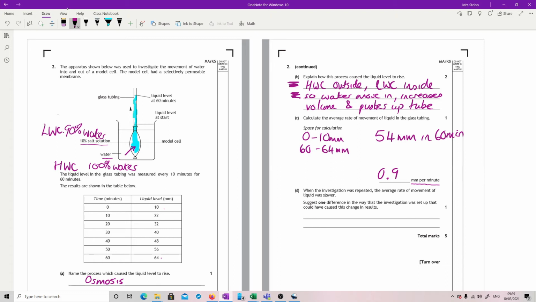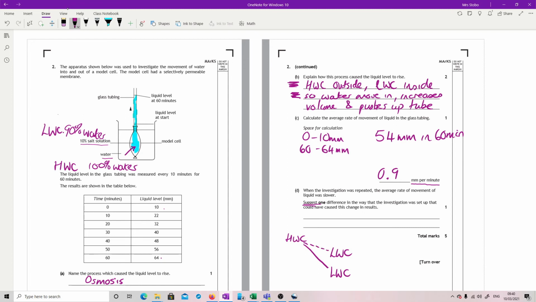When the investigation was repeated, the average rate of movement of liquid was slower. Suggest one difference in the way that it was set up that could have caused this. Now it says suggest, so that means there are going to be lots of possible answers. I think there's a fairly obvious one, but you have to be careful how you say it. If we've got a high water concentration and a low water concentration, the difference in that is the gradient. And that gradient, if it's steeper, will be faster. If I make it less of a difference, then my gradient is less steep, so it will be slower.